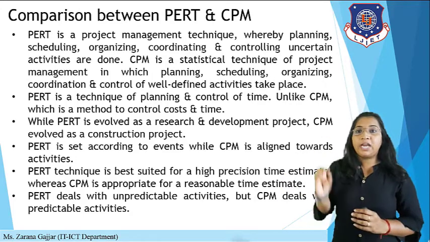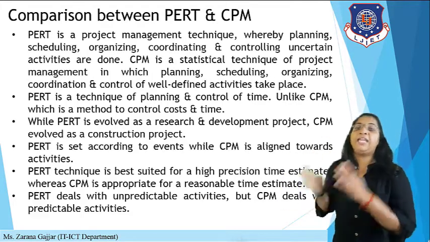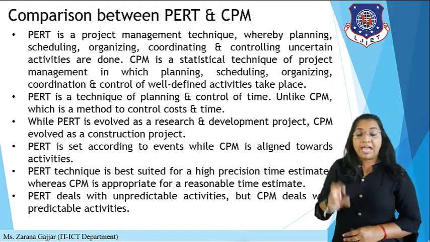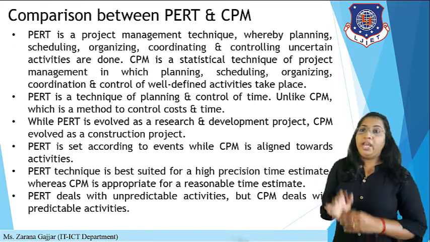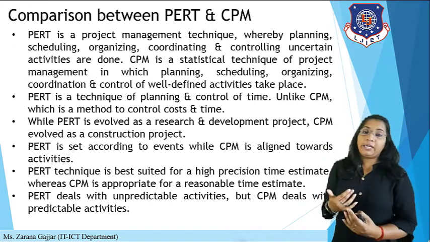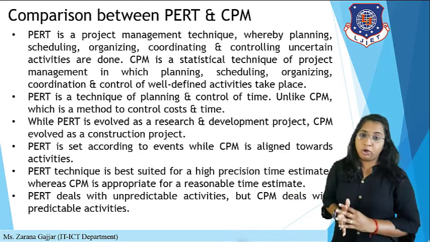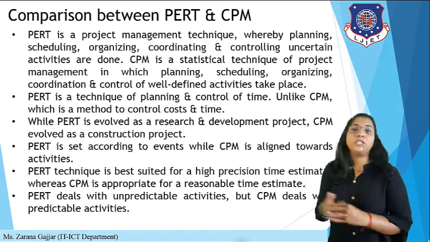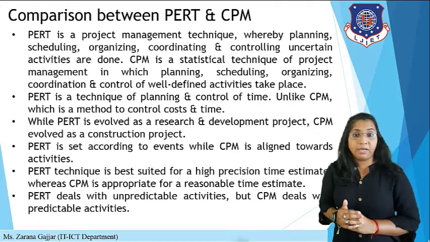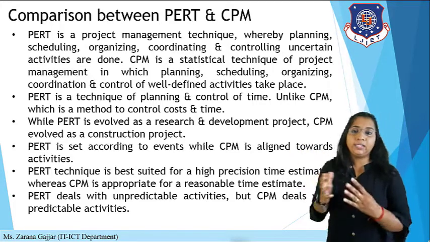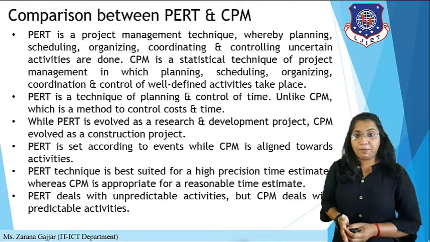Because in a PERT chart we are focusing only on planning and controlling the time, but in CPM we are focusing on time as well as the cost. And PERT deals with some unpredictable activities, but CPM always deals with predictable activities only. So this is the difference between PERT and a CPM chart. This is all about the comparison between PERT chart and CPM chart.